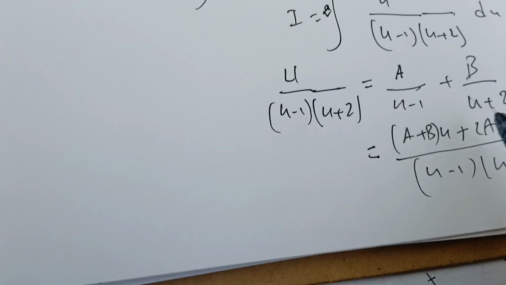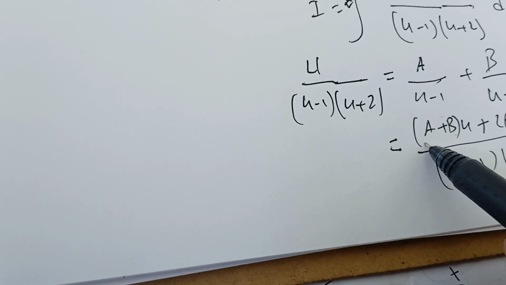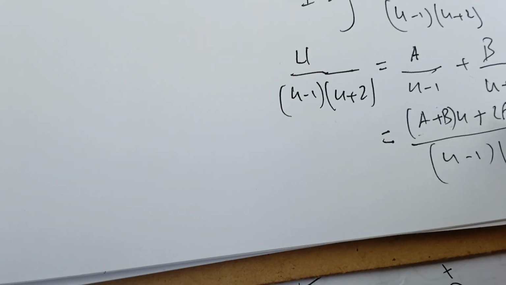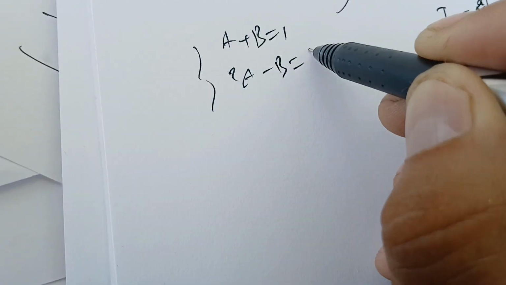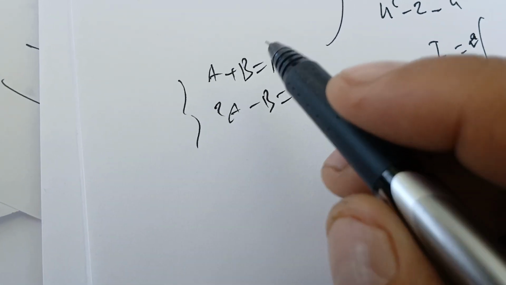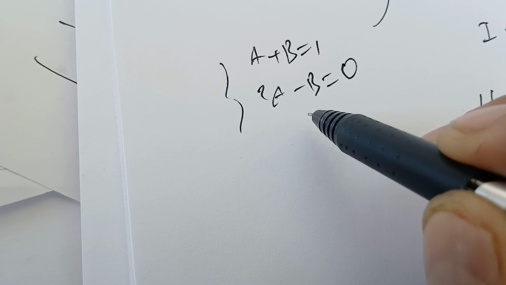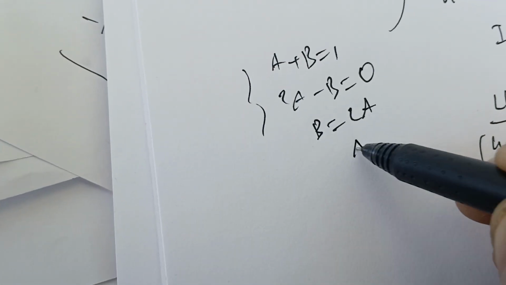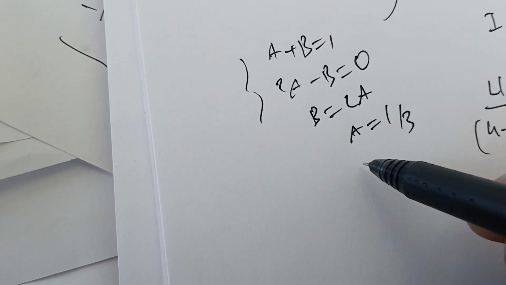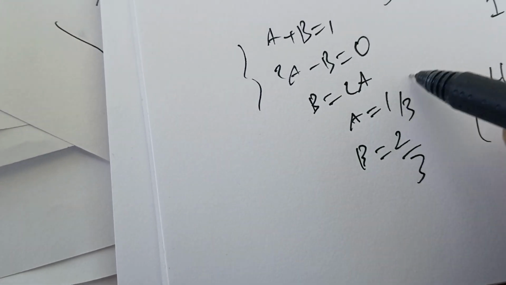Here I can solve this system because I want to make sure that these factors are the same. So I have a plus b is 1 and 2a minus b is 0. So I have to solve this system. The second one gives me that b is just 2a, and solving for a, I get a is 1/3 and b is 2/3.